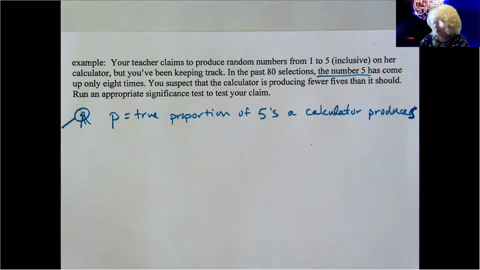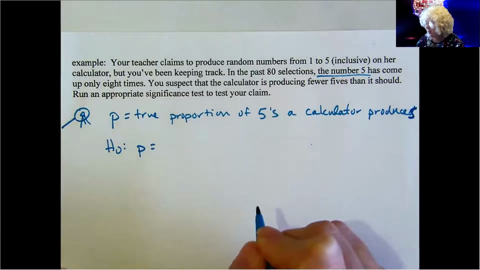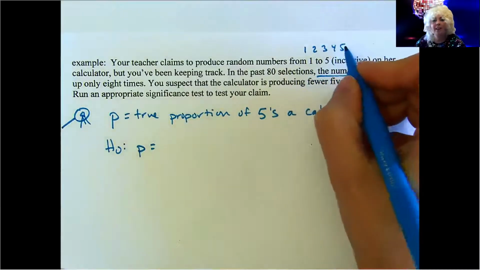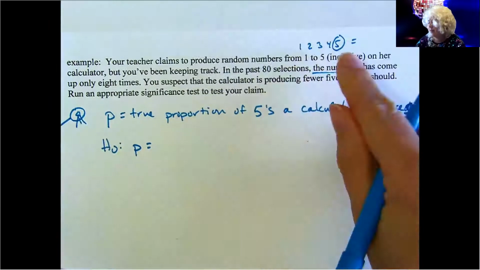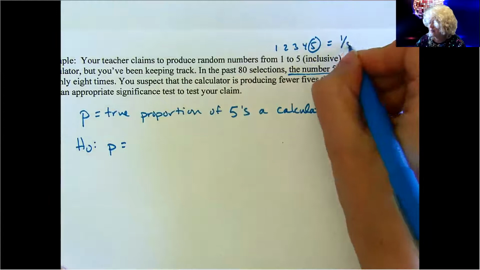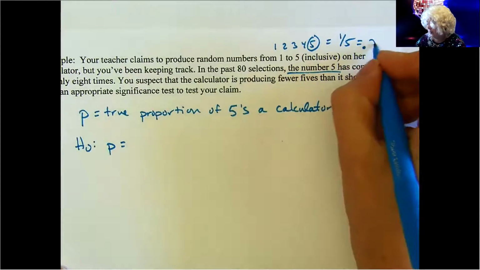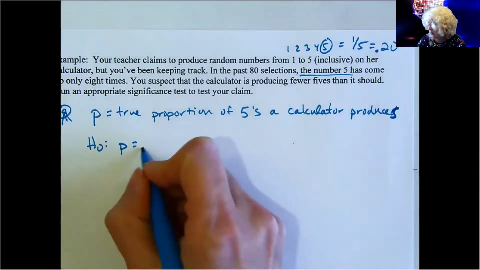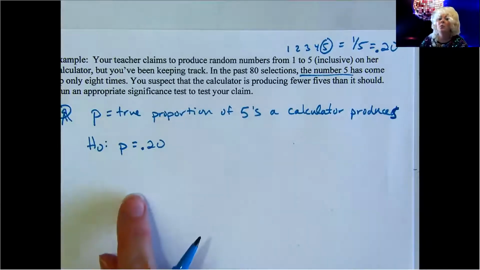All right, next up comes the hypotheses. If we're thinking about the numbers 1 to 5, 1, 2, 3, 4, 5, 5 happens only once out of those 5 digits. So our probability of 5 happening is 1 in 5. You can write that as a fraction, 1/5, or the decimal equivalent, 0.20, doesn't matter to me. So the null hypothesis would be that 5 happens 20% of the time. If the TI is working and your teacher is not tricking you, then the proportion would be 0.2.